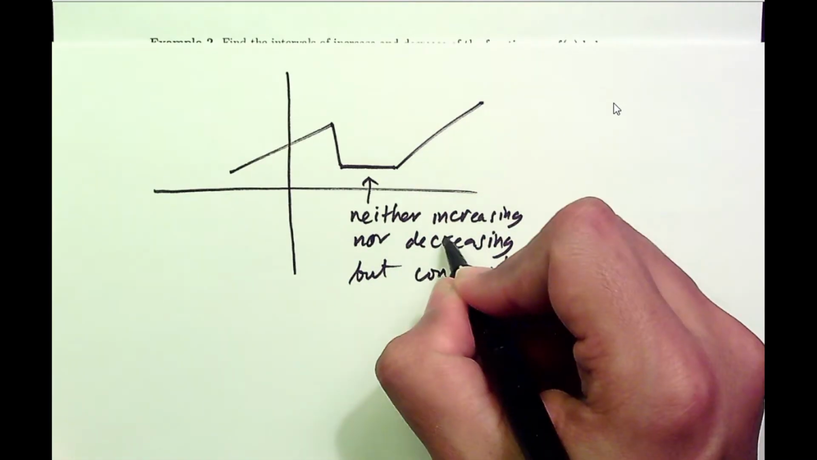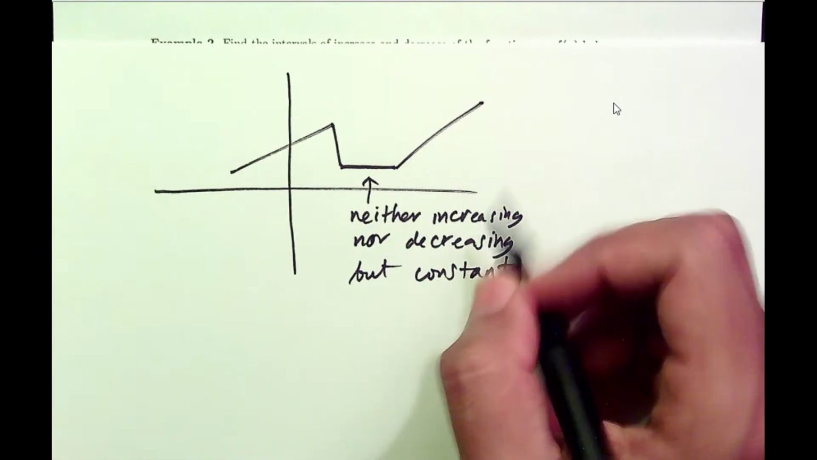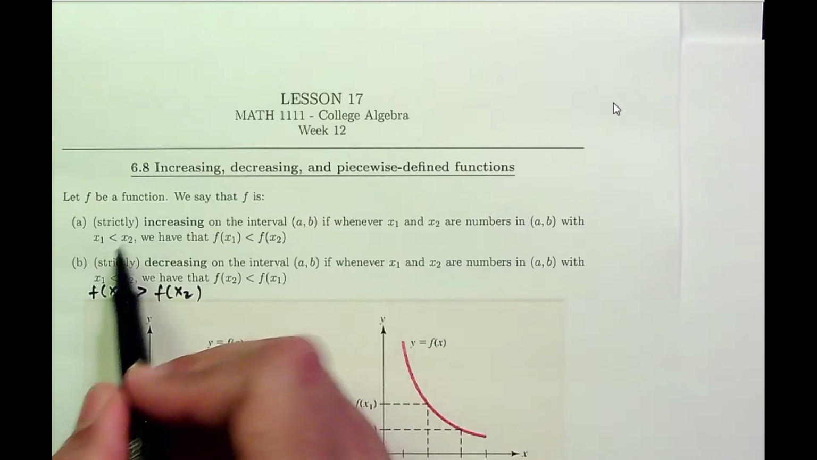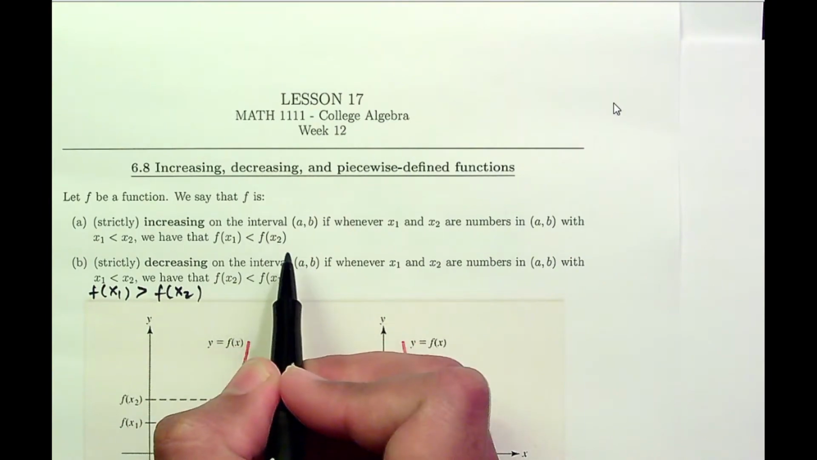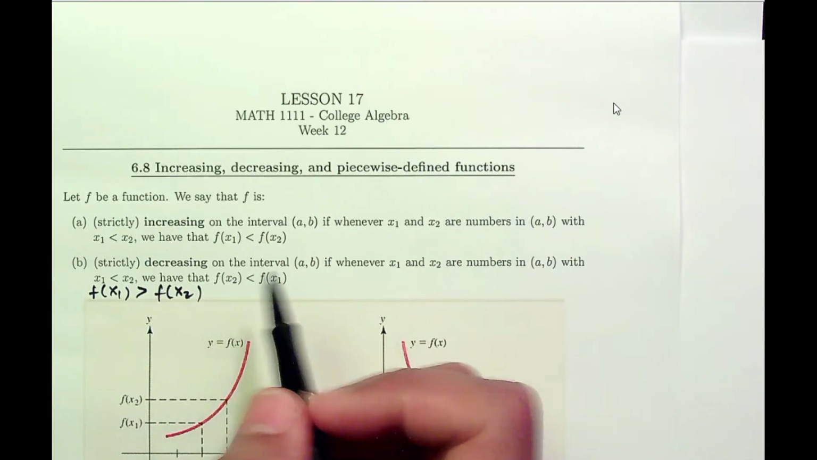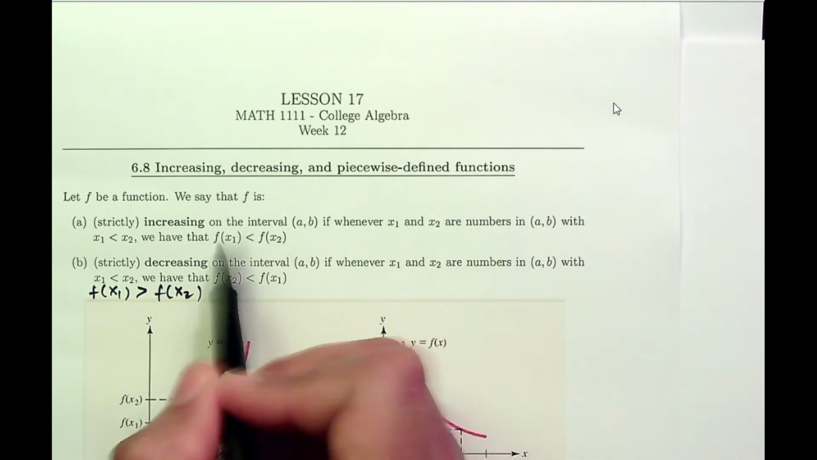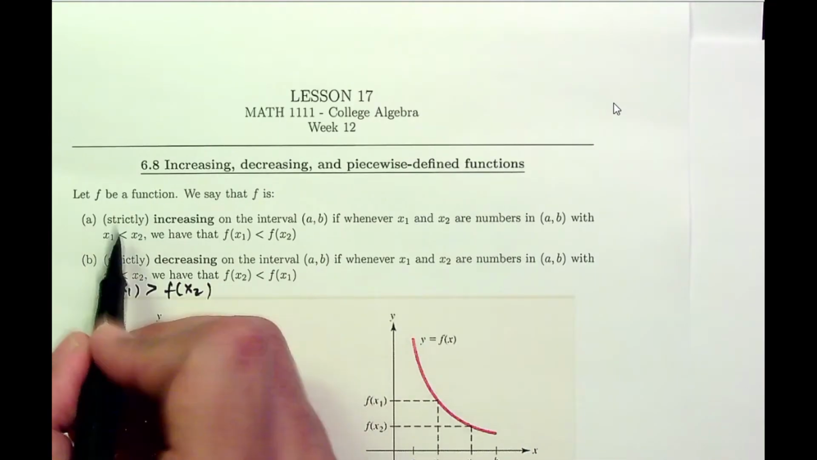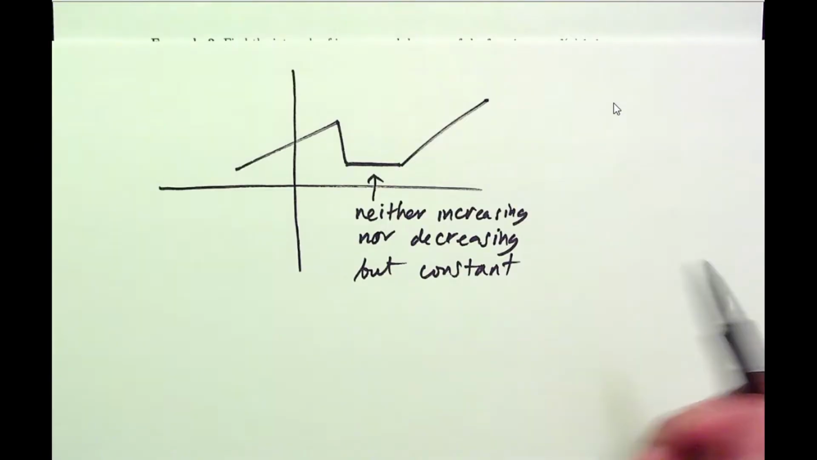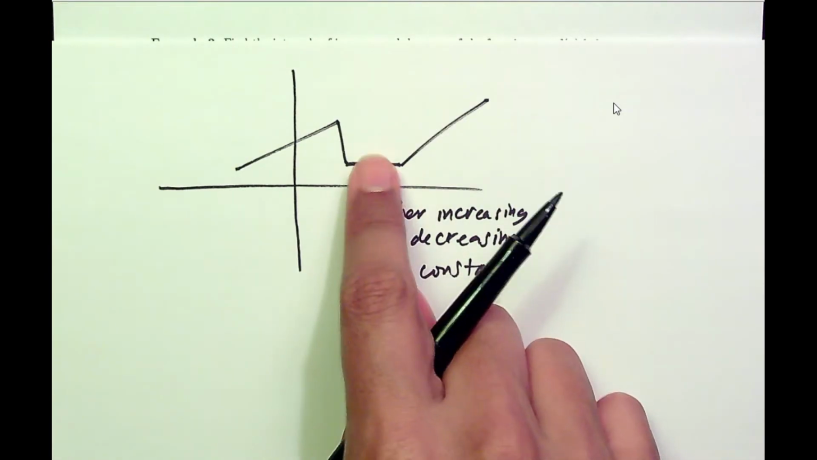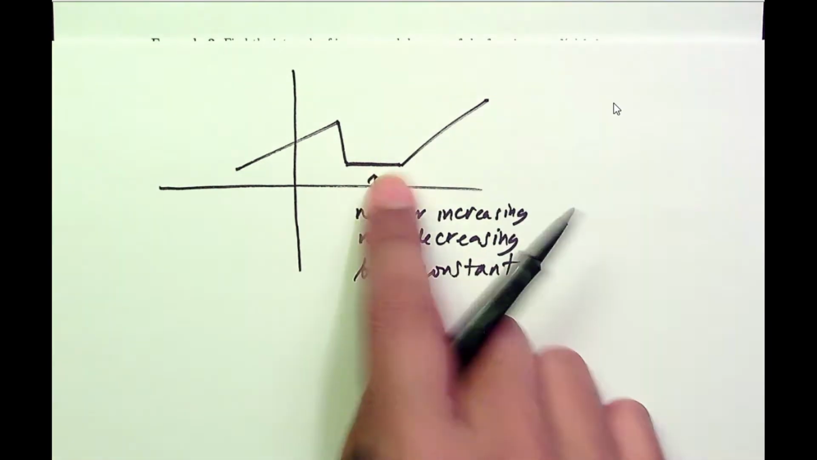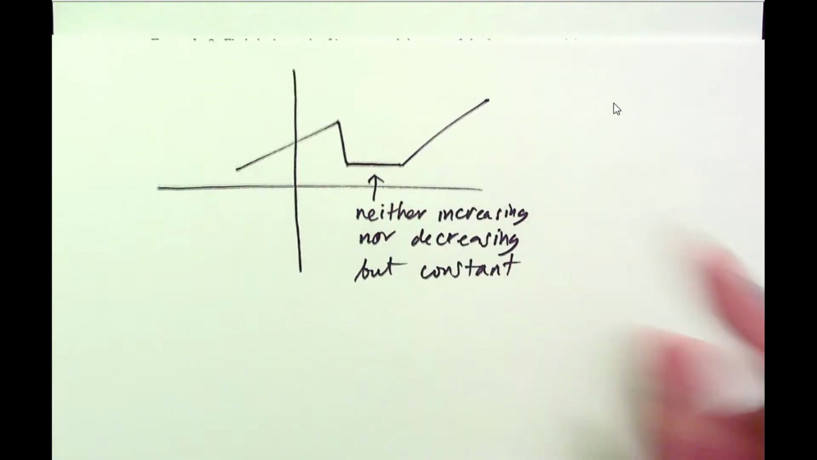Some people do include the possibility of less than or equal sign in this definition. In that case, constant functions would be both increasing and decreasing. Where we're using the definition for strictly increasing, so that means we do not allow for that. So we're just gonna call these parts constants. Okay, this is a constant part of the graph.